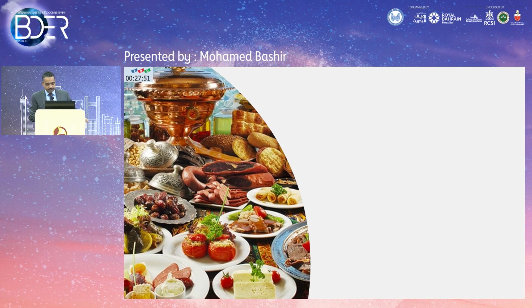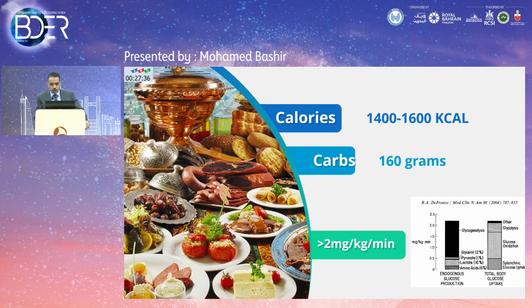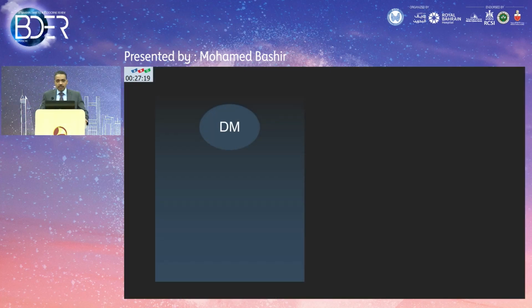A typical iftar in Ramadan in the Gulf area, and I think this data came from the UAE, is estimated to have between 1,400 to 1,600 kilocalories. That is about 160 grams of carbs, which is much more than a normal body, somebody who doesn't have diabetes, can metabolize per minute. So we expect even somebody with no diabetes to have a surge in glucose after a typical iftar.